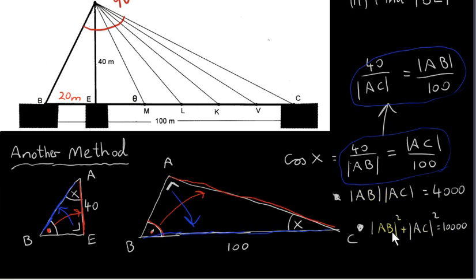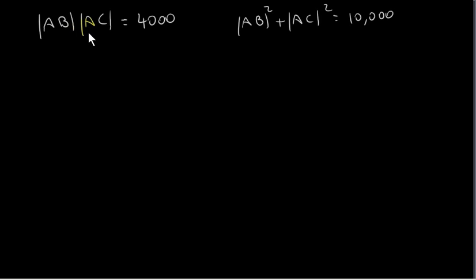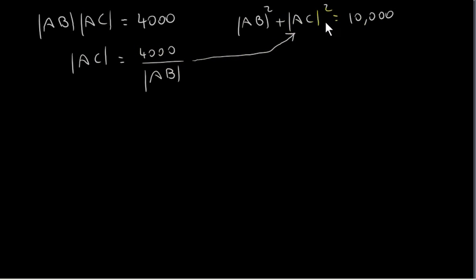So we need to solve between these two equations to find out what AB is. So we need to try and eliminate AC. That's the quickest way to do this. Eliminate AC between these two equations. So I will rearrange this to make AC the subject. It's divided across by AB here, and we'll plug in for AC in this equation here.